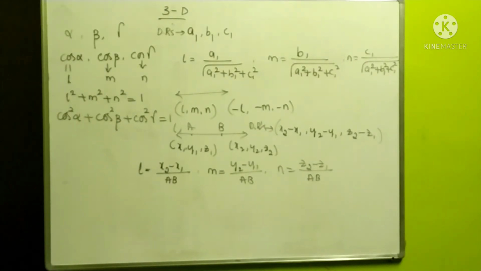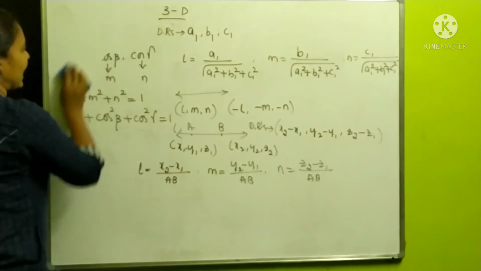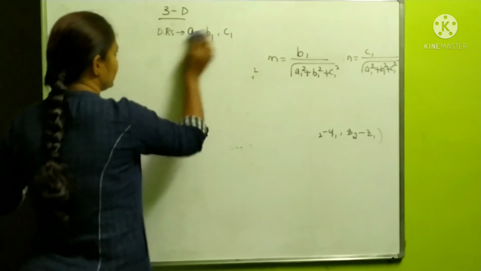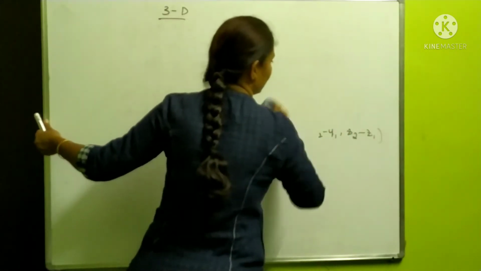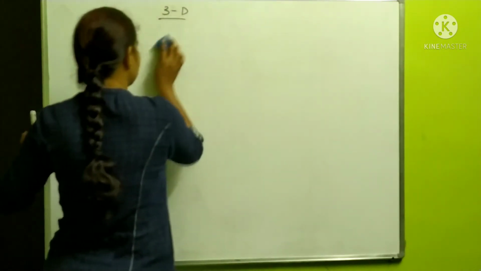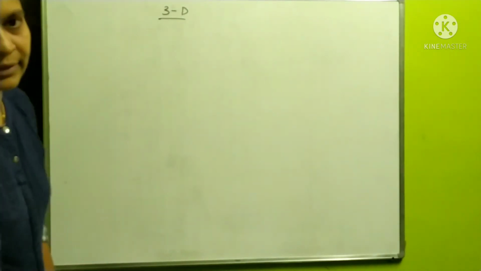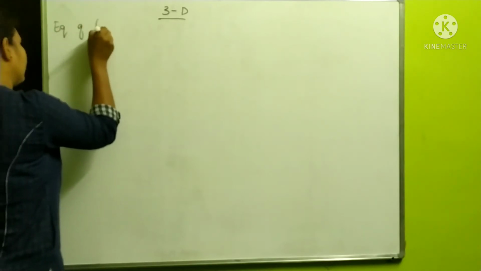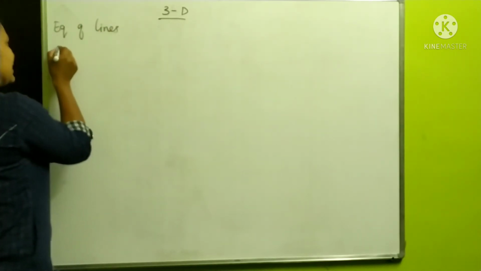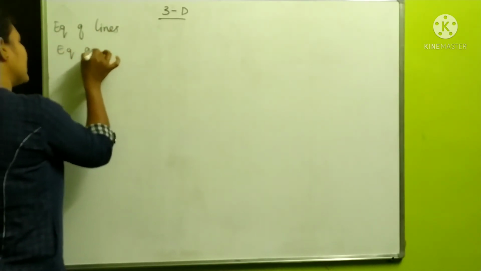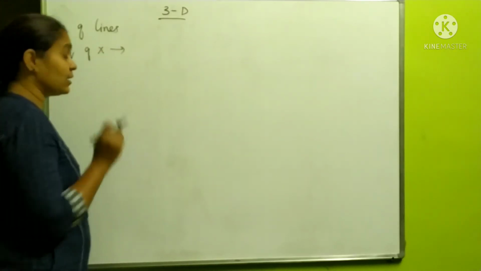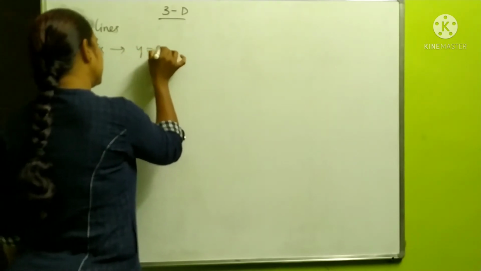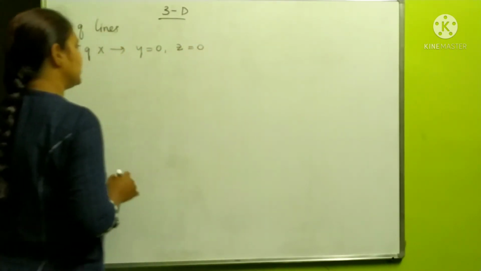Okay. Next. How to find angle between two lines I want to tell. Before that, let me tell you equation of the line. When I want to discuss equation of lines, so let me tell you equation of x-axis is y is equal to 0, z is equal to 0.